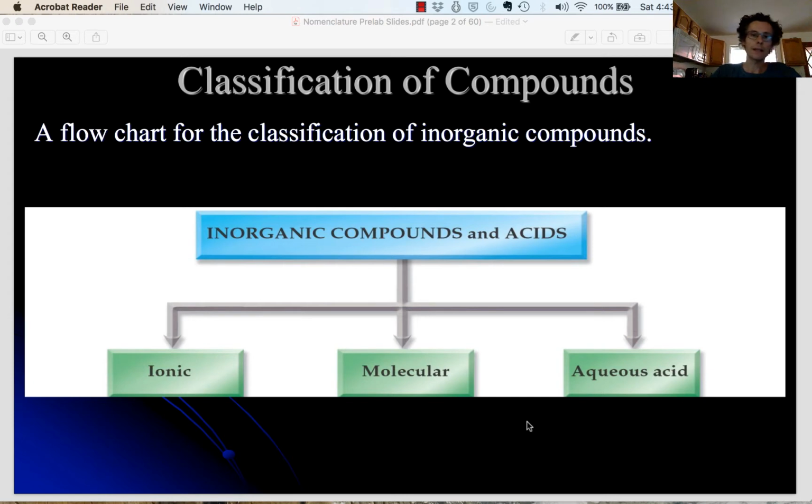There are, broadly speaking, inorganic compounds and then organic compounds. Things like acids fall into that category. From these types of compounds, in this blue box, you have three types that you're going to have to learn how to name: ionic compounds, molecular compounds, which are also called covalent compounds, and then aqueous acids. These three types all have a unique sort of nomenclature that you have to follow, and so we break them up into three different groups like this. And so we'll look at each one as we go.